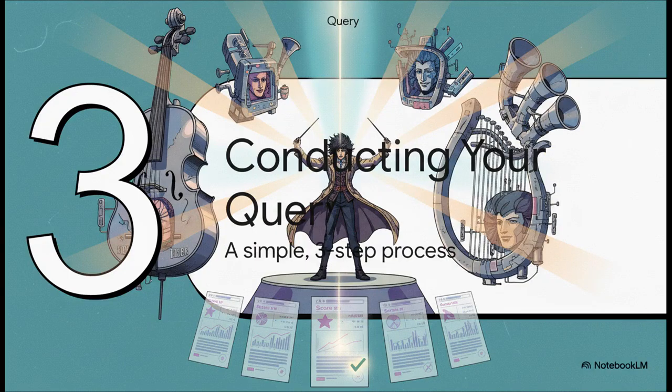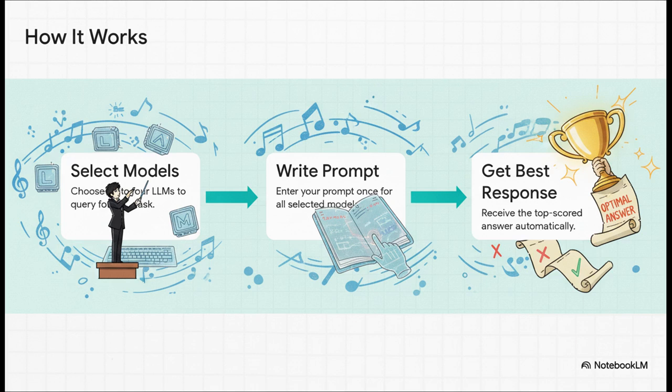And the best part is, it's not some super complicated thing to use. Getting your AI orchestra to play in perfect harmony is actually a really simple 3-step process that gets you to a great answer fast. It really just boils down to this. First, you pick the models you want to use. Second, you write your prompt. And third, you get the best response handed right to you. Let's see exactly what that looks like.